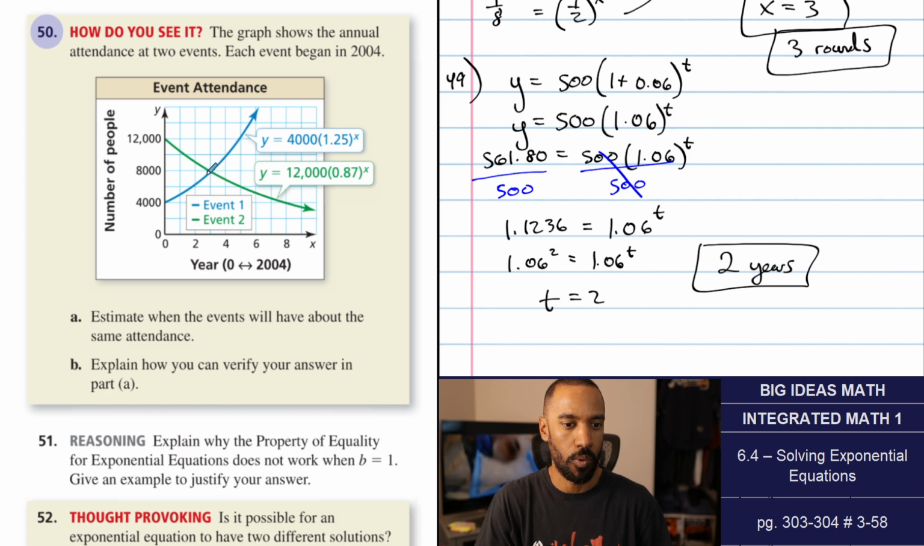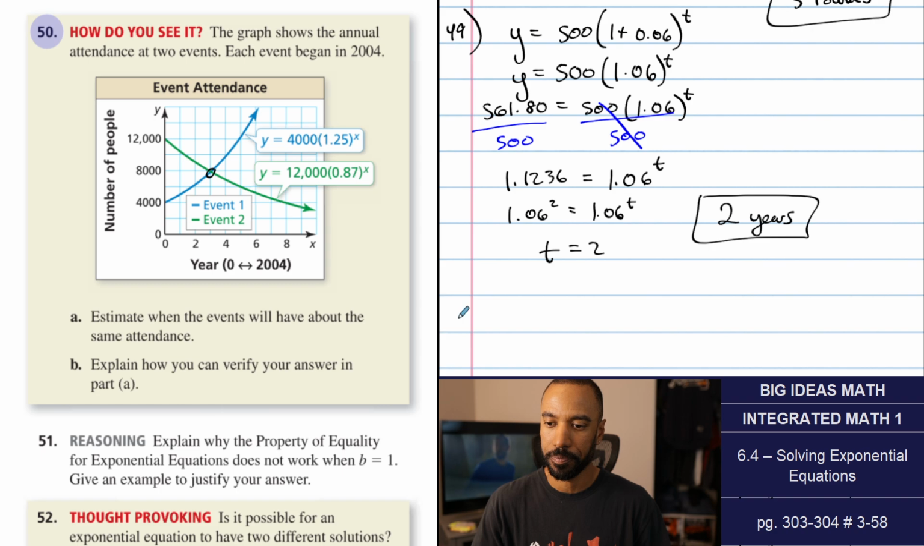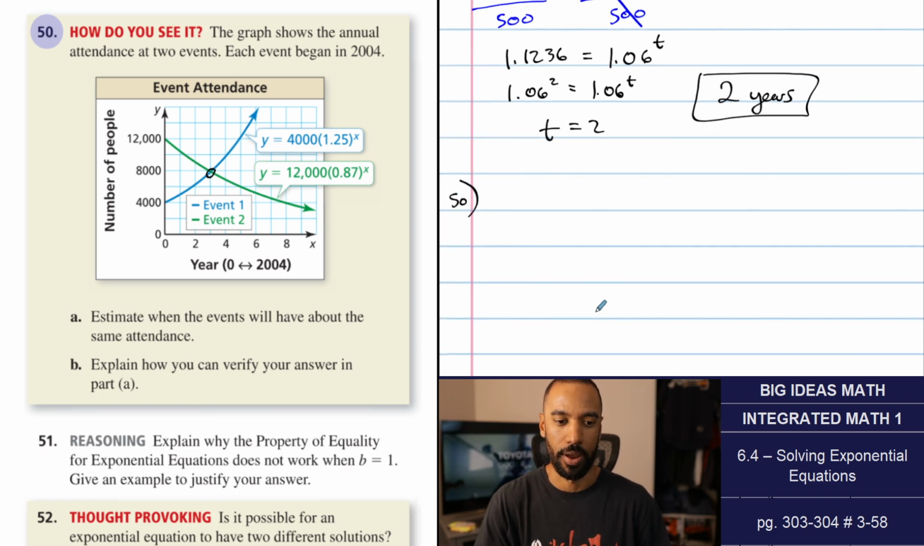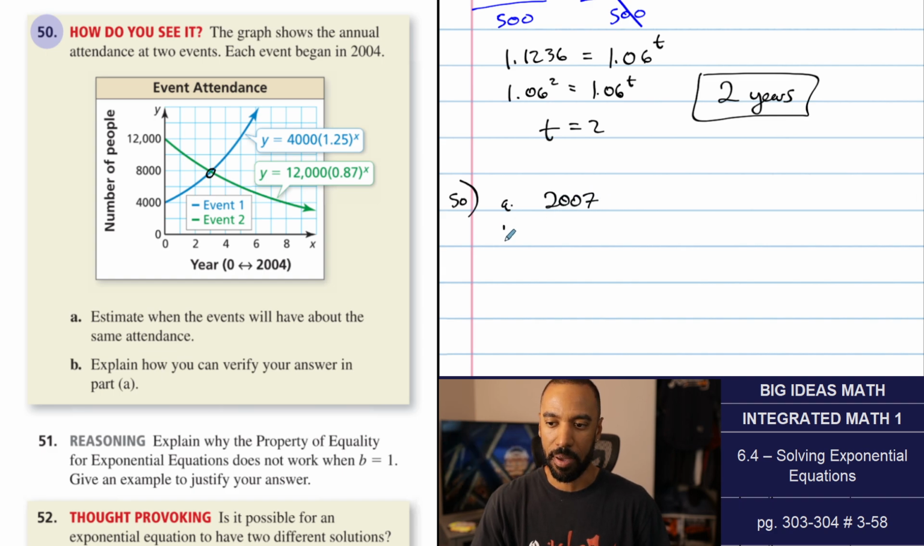We're trying to find around what x here. It's about after 3 years from 2004. So year 0 is 2004. So around 2007, 3 years after 2004, right? So around 2007 is going to be my answer.